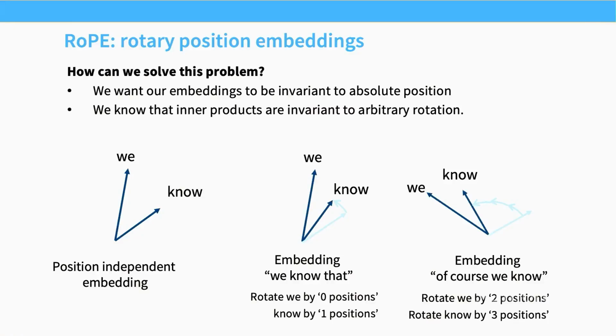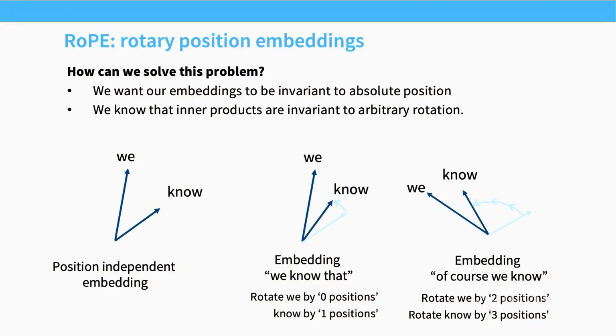In this case, I'm going to rotate the word "we" by 2 positions because it's index 2: 0, 1, 2. So the word "we" is in position number 2, so I rotate by 2. I rotate "know" by 3 positions because it's in position number 3. And what do you know? The relative angle between these two is still separated by 1. So this is a very, very simple idea of just using rotations to represent position.